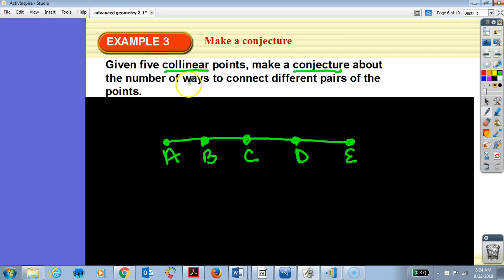With your table partner, try this out and see what you get. How many different pairs of points can you come up with? Pause the video, or actually, I'll just give you guys a little bit of time during the video. Just try this out.